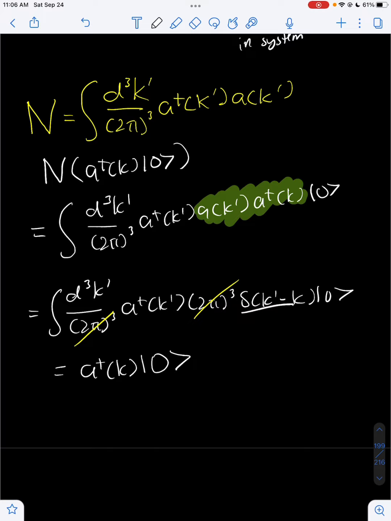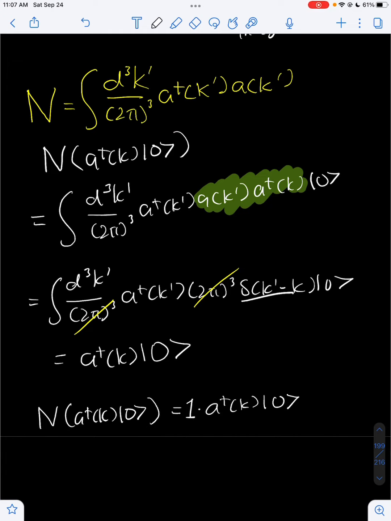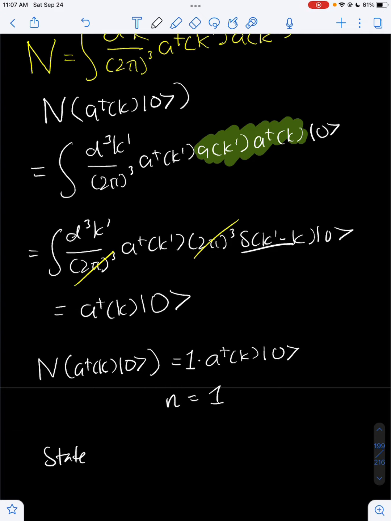So in short, n acting on A conjugate k acting on the vacuum state just gives us A conjugate K acting on the vacuum state. So it just scales it by a factor of 1. It gives us the exact same thing, which implies that our eigenvalue is just 1, meaning that in the state A conjugate K acting on the vacuum state, there is 1 particle. And we saw in the last video that it has a momentum of K.